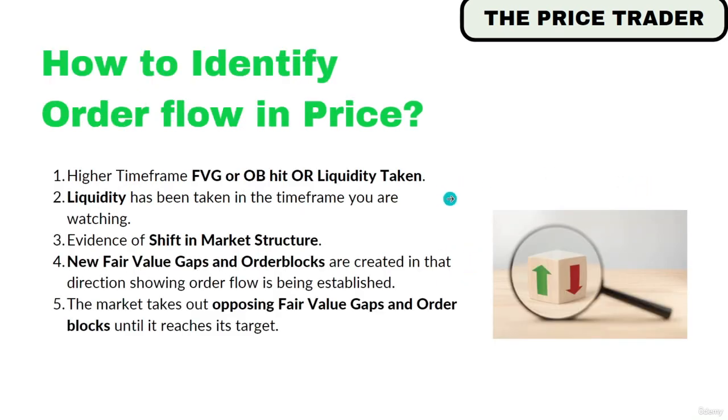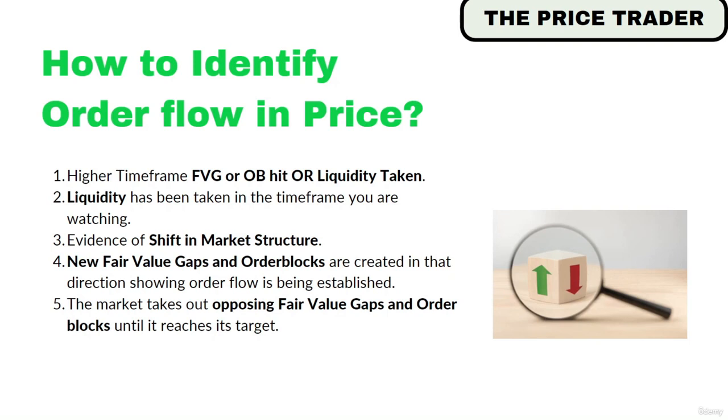So how do you identify order flow in price? Number one, the higher time frame. The higher time frame is the first thing you want to use in identifying order flow. For instance, let's say a fair value gap or an order block has been hit, or some form of liquidity has been taken in the higher time frame. And when I talk about higher time frame, I'm talking about the monthly, the weekly, and the daily chart, daily chart minimum. So let's say, for example, a fair value gap in the monthly has been hit. Then the market takes out liquidity in a lower time frame, for example now the daily chart.